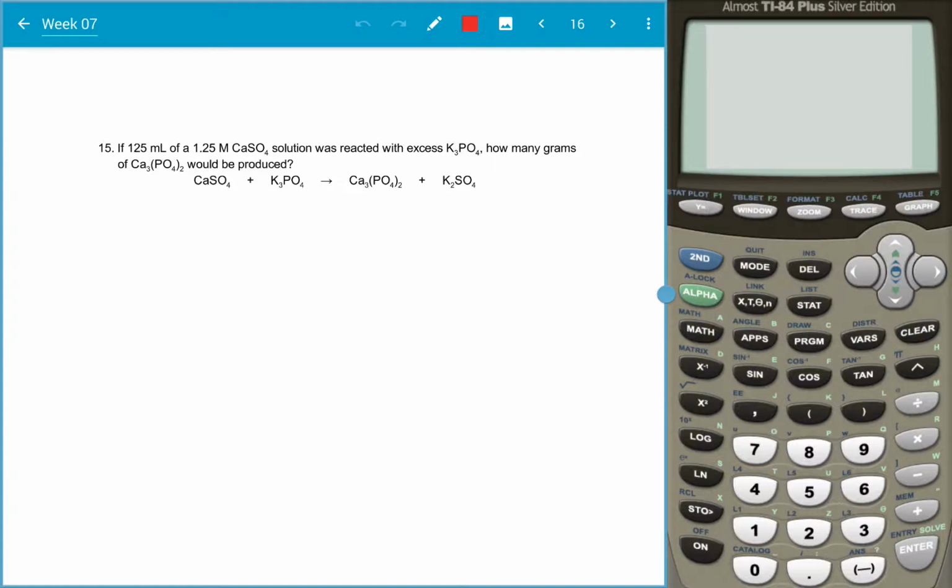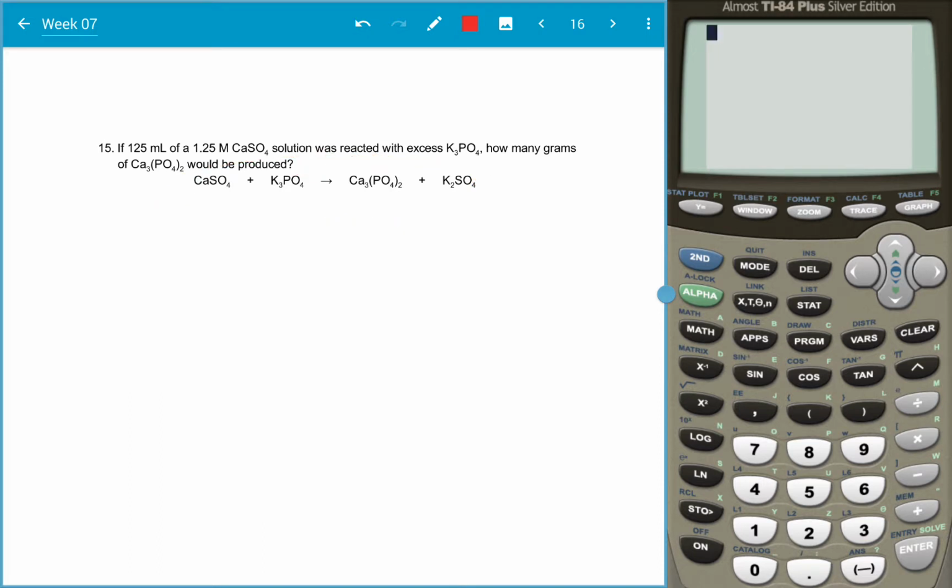If 125 milliliters of a 1.25 molar calcium sulfate solution was reacted with excess potassium phosphate, how many grams of calcium phosphate would be produced? The first thing I see in this problem is a reaction that needs to be balanced.